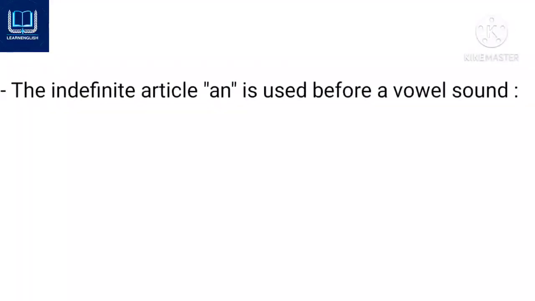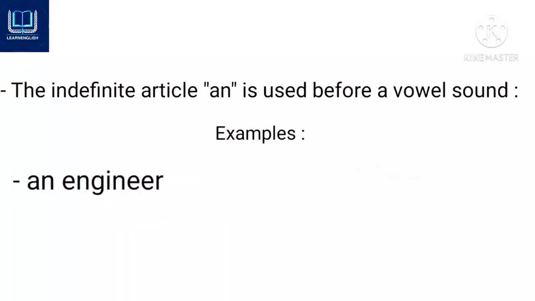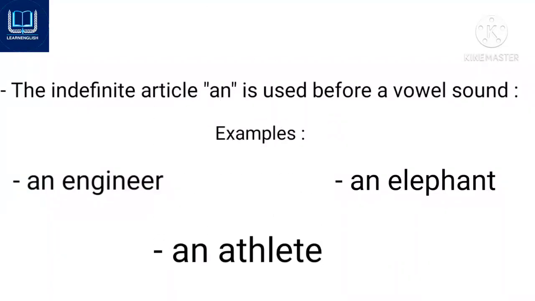The indefinite article an is used before a vowel sound. Examples: an engineer, an elephant, an athlete.